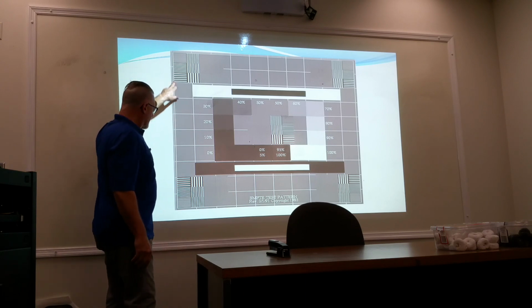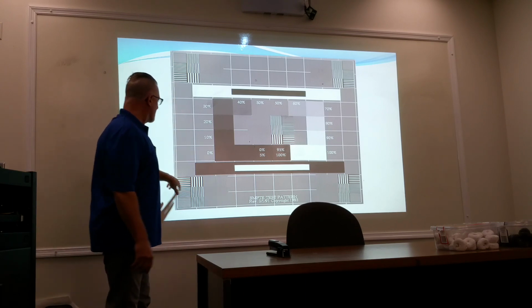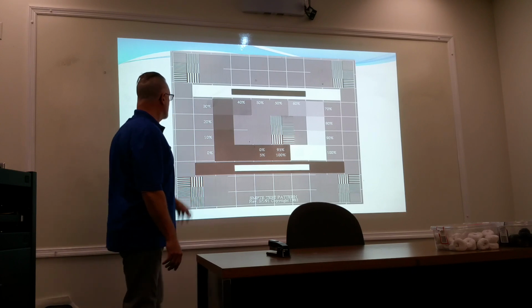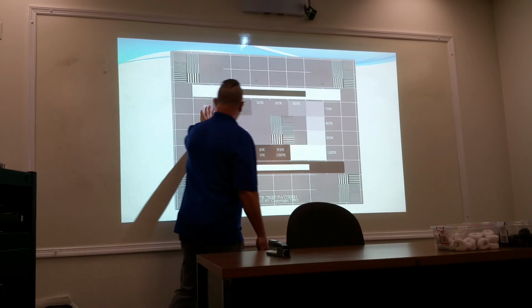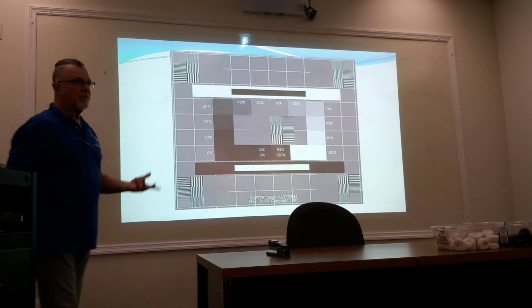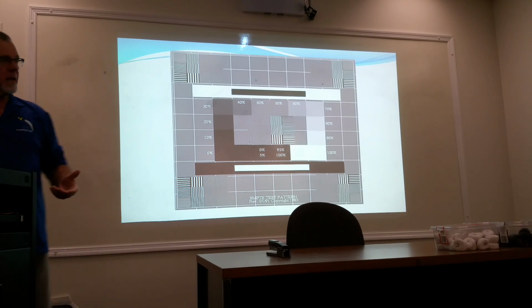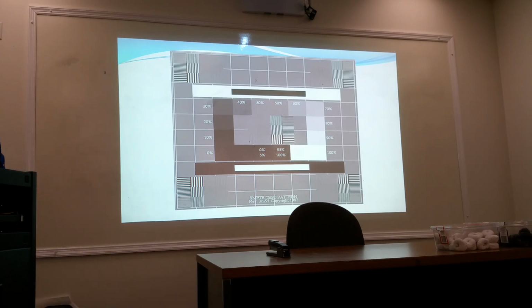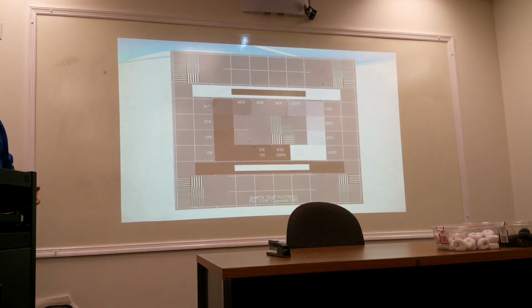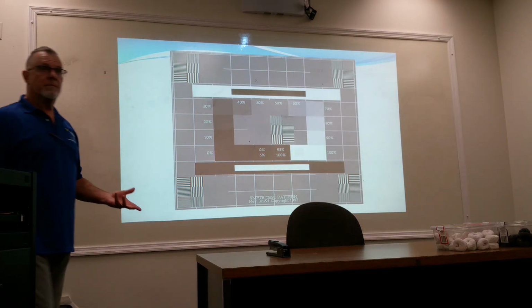These are, of course, bar patterns, both in high contrast, low contrast mode. This is a uniform grayscale. The grid lets you know if you have any distortion. This is a very useful, very quick test.